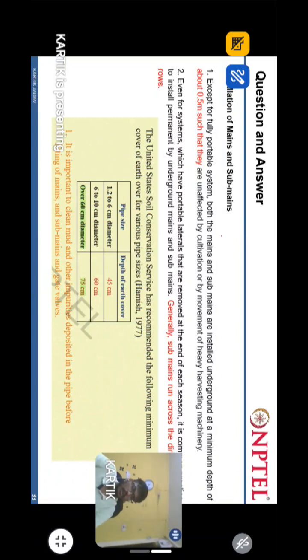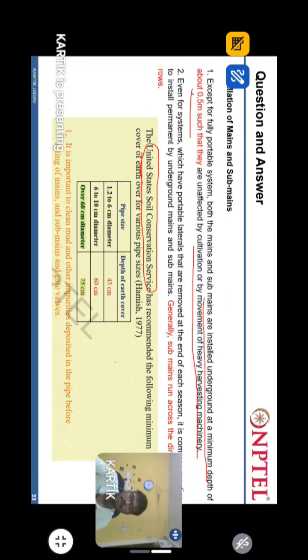Let's also explore other important information that we have already seen in our previous slide, right? So, except for a fully portable system, both the mains and submains are installed underground at a minimum depth of 0.5 meter, means 50 centimeter, such that they are unaffected by cultivation or movement of heavy harvesting machinery. And this category we have already discussed, and this is given by the United States Soil Conservation Service, USSCS, right?